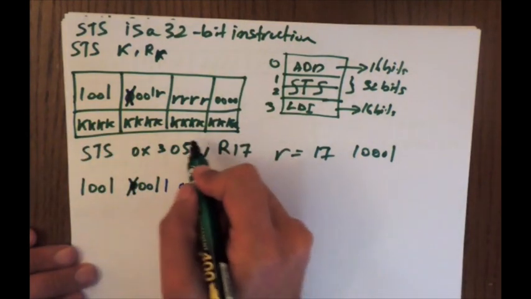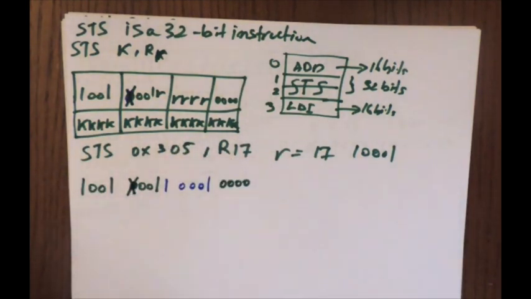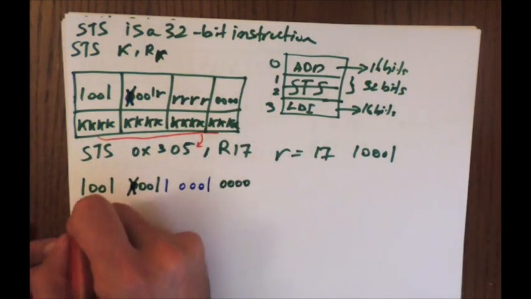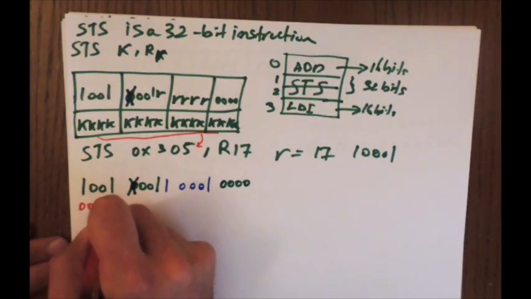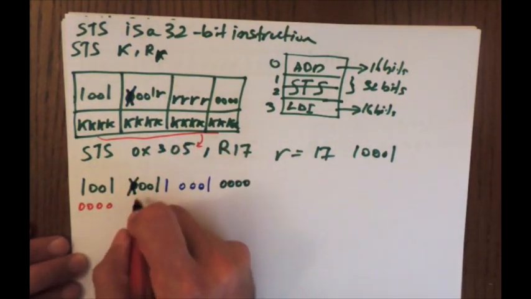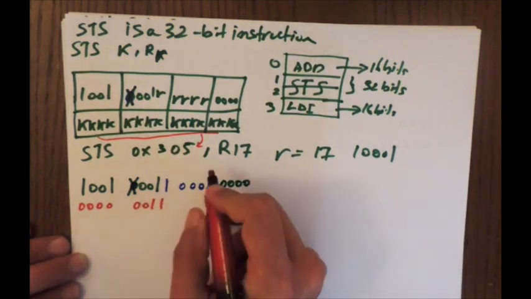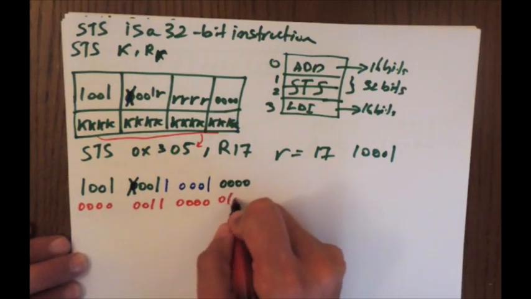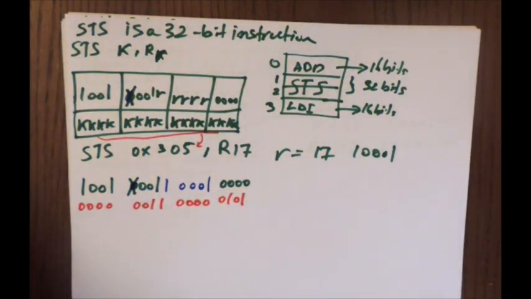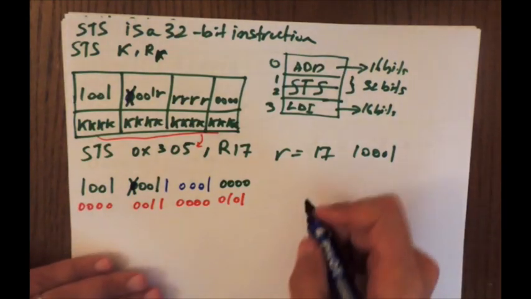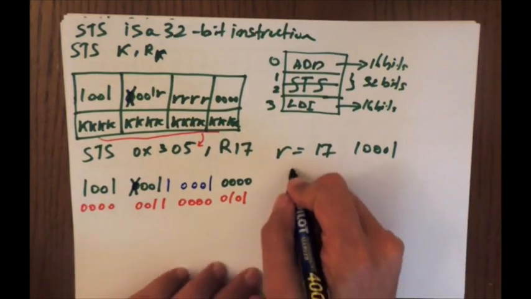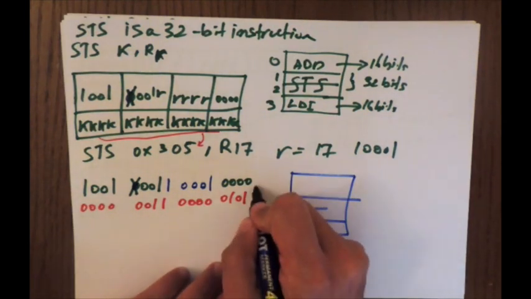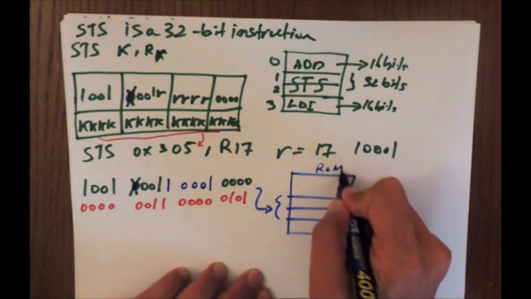Down here I have this address. This address, I'm going to write in red, will be placed here. So now I have zeros because it's 0305, and then I have 0011, then I have the zeros, and then I have the 5. If I want to represent this in a ROM, we have something like this, and these two will go inside the ROM like this.